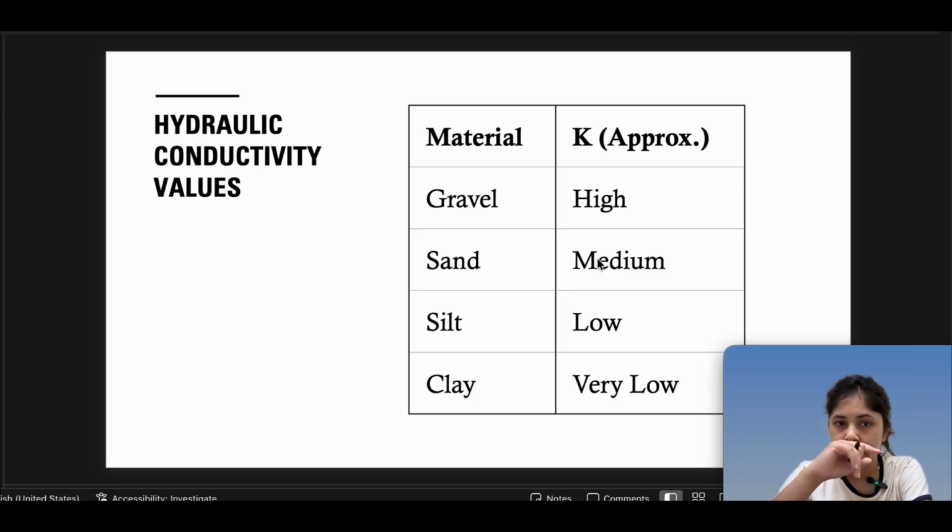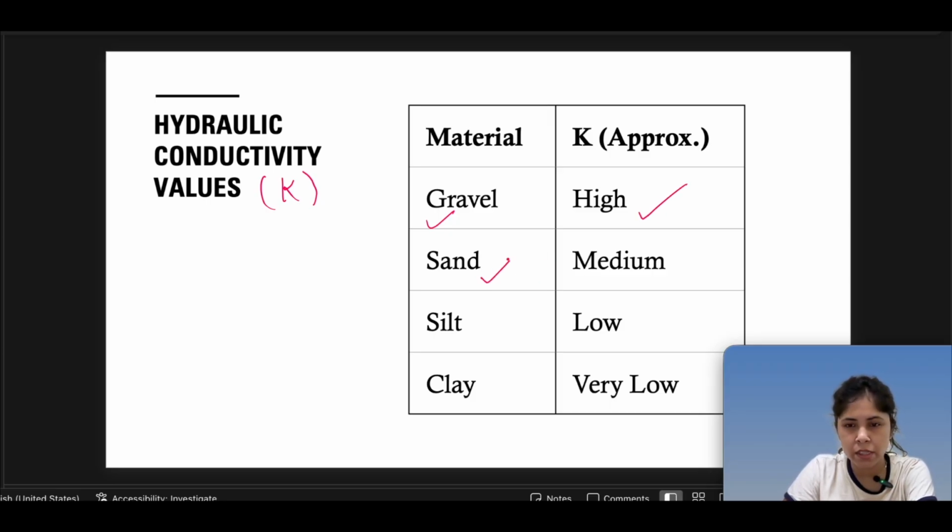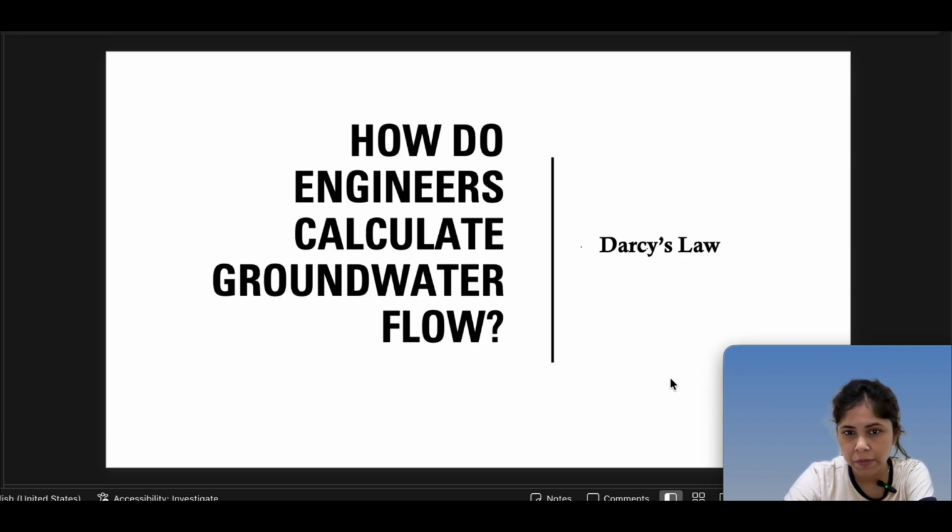Hydraulic conductivity is given by K, simply how fast the water moves. For gravel, the conductivity is very high, water will flow much faster. For sand, conductivity is medium. For silt, conductivity is low, and for clay, conductivity is very low. That's how hydraulic conductivity works. Now we'll be studying the law behind calculating the conductivity.